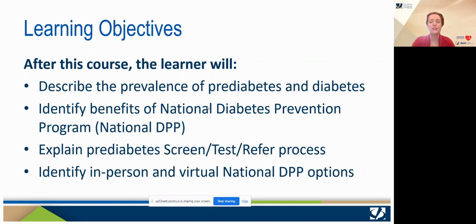We're going to be identifying the benefits of the National Diabetes Prevention Program. We are going to explain the screen, test, and refer process. And then we are going to identify some opportunities for all of you to be able to refer to National Diabetes Prevention Programs in your respective areas, whether these programs be in person or virtual.